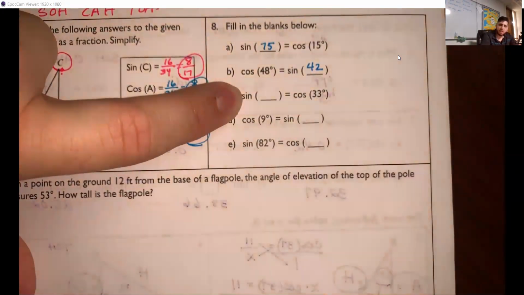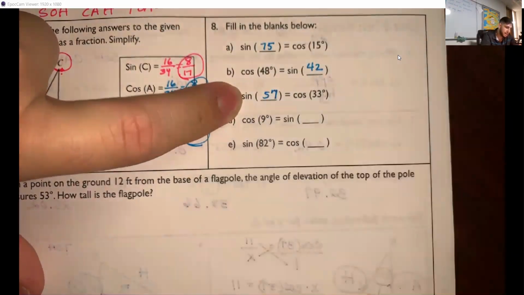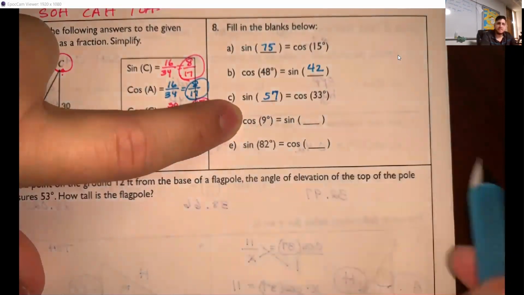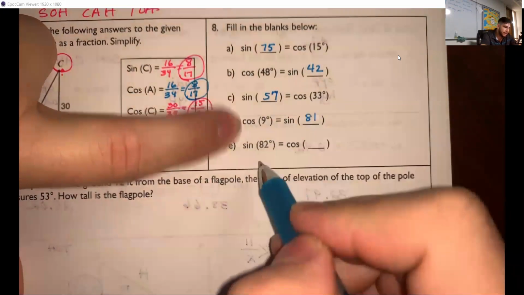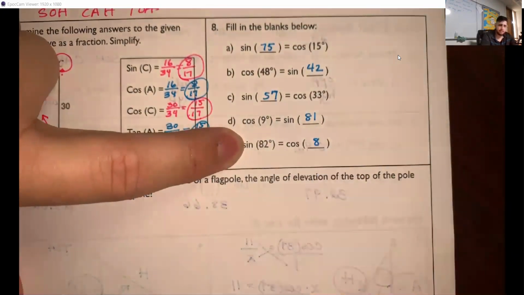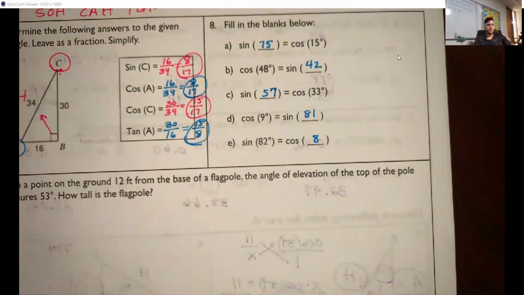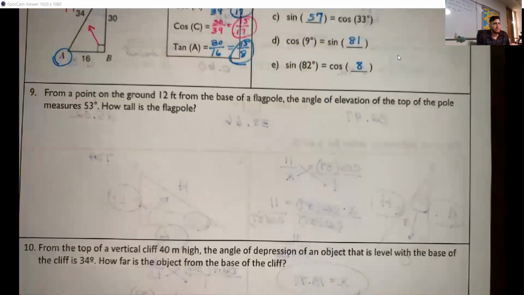So 90 minus 33 gives us, if I can even do that correctly, 57. Wow. Call myself a math teacher. And then cosine of 9 degrees is the same thing as the sine of what? 81. That should be very, very straightforward on the test, right? It's almost like I'm doing the whole test with you guys. And I still have like 20 minutes left in class.